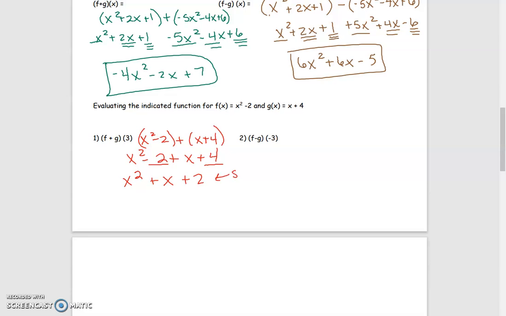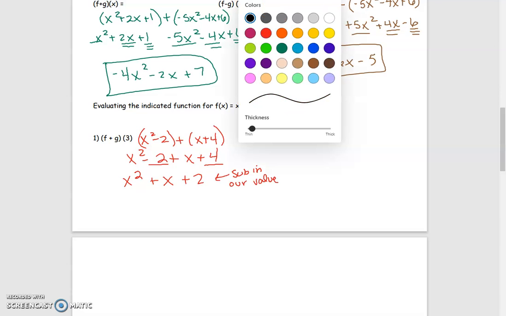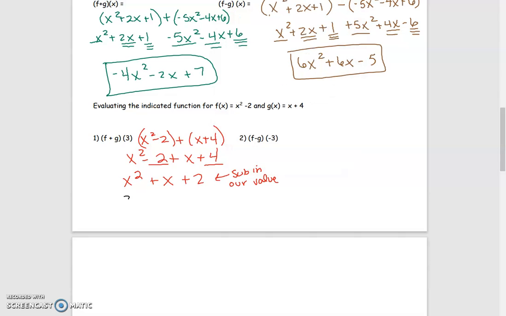So here we go. We're going to sub in our value. What that's going to look like is instead of the x's, we're going to have a 3. 3 squared plus 3 plus 2. So 3 squared is 9, plus 3, plus 2. 9 plus 3, 9, 10, 11, 12, 13, 14 is our answer.